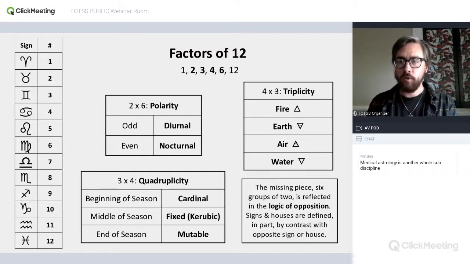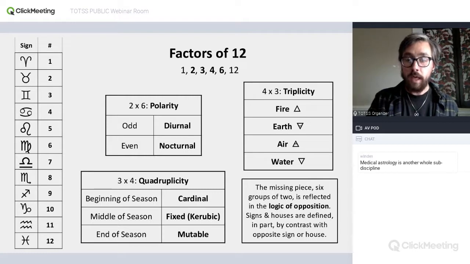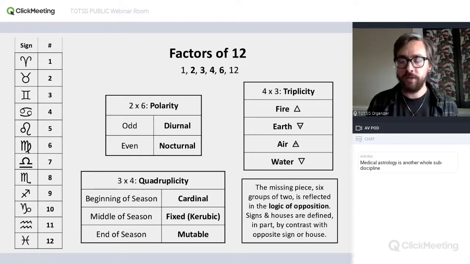Just dividing them into groups of 2 is a little less useful, though we do see the logic of 6 groups of 2 in the idea of what I'm kind of calling the logic of opposition, which is signs that are directly opposite to each other. Houses that are directly opposite to each other have this as well, will be defined as being opposite and will signify, there'll be a kind of logic of polarity here between any opposite signs. And so that helps to define the meaning of a lot of these things based on a contrast with their opposite. And we'll build up the actual meanings and significations of these things in just a few minutes.